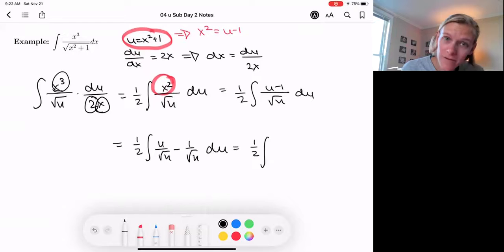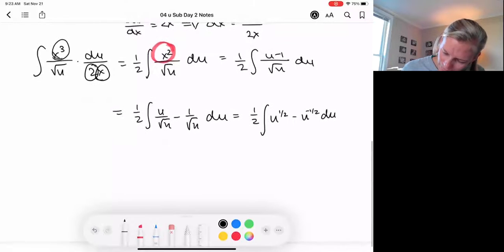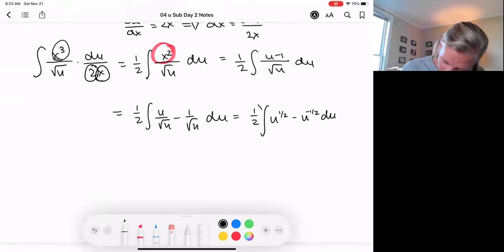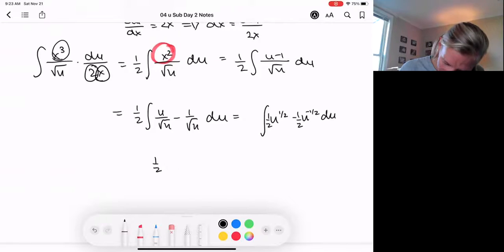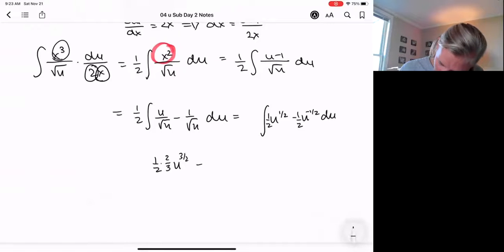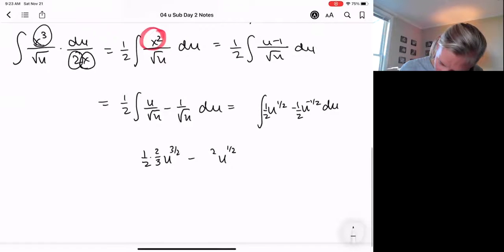So this is 1/2 times the integral of u to the first over u to the 1/2, which is u to the 1/2 minus u to the negative 1/2 du. So if I anti-differentiate that, be careful that that 1/2 is out in front of everything. So maybe I'll go ahead and distribute it into the integral before I anti-differentiate, just so that I don't forget about it. So I have 1/2 times u to the 3/2 multiplied by 2/3, minus u to the 1/2 multiplied by 2, and I have that 1/2 out front, plus c. We notice some of these things cancel out.